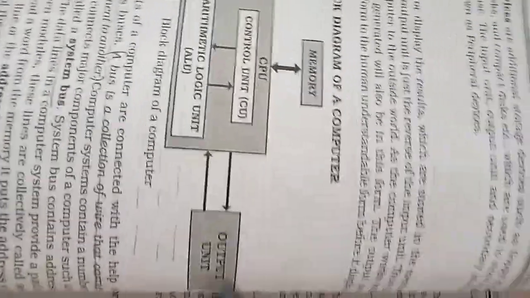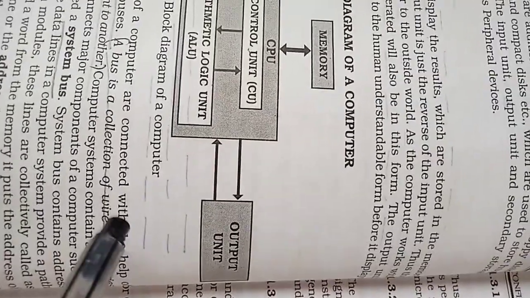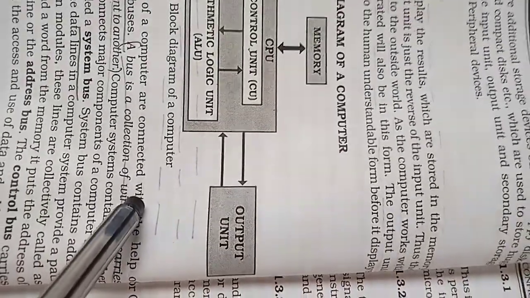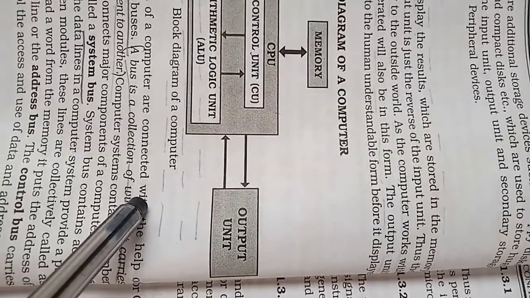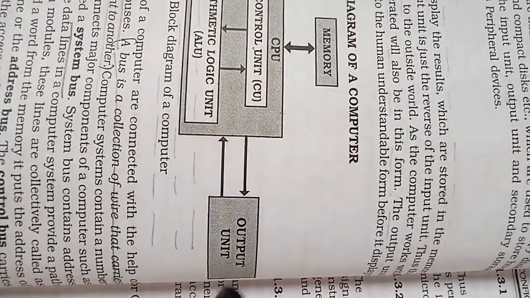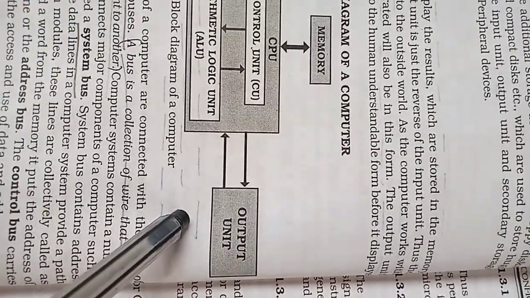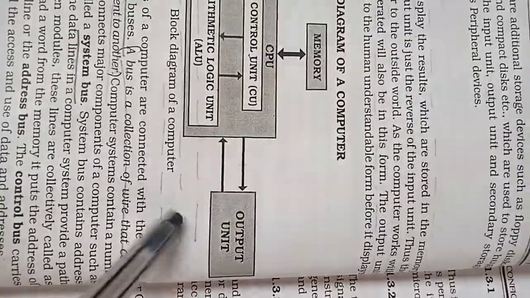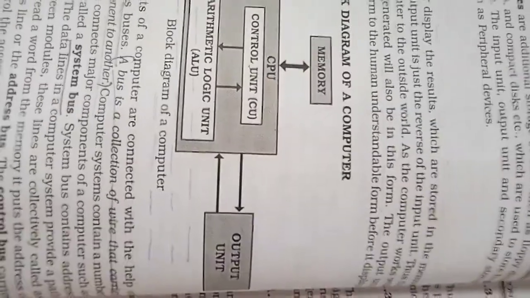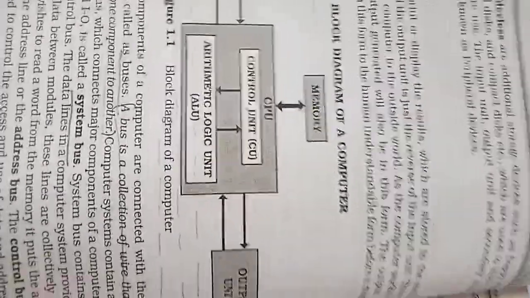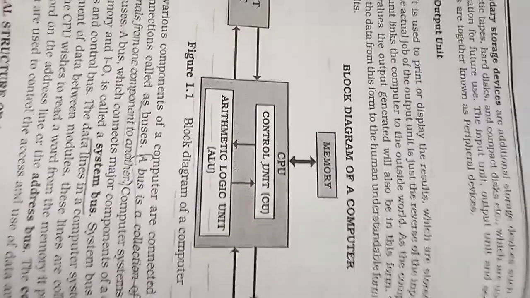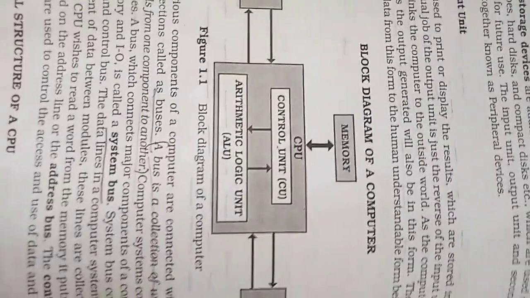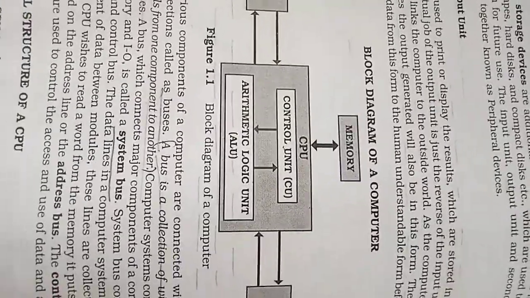Last we have the output unit. The output unit is used for displaying the information. For the display of the information we use the output unit. A good example is our monitor. The monitor is a good example of an output device, and the printer is also an output unit. This is just the introduction to the computer. You have already learned it in first PU also. I am just giving the introduction.